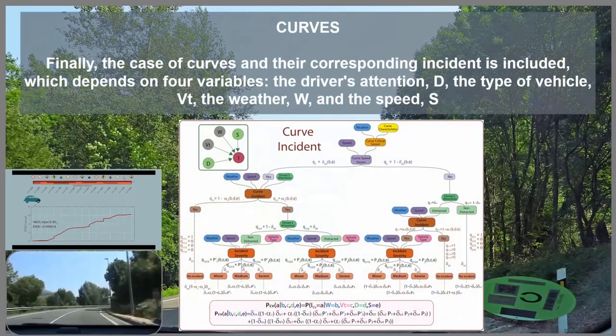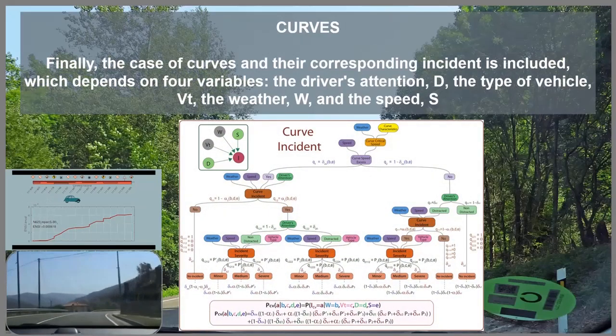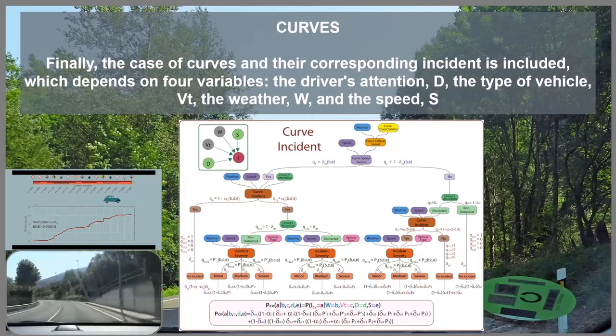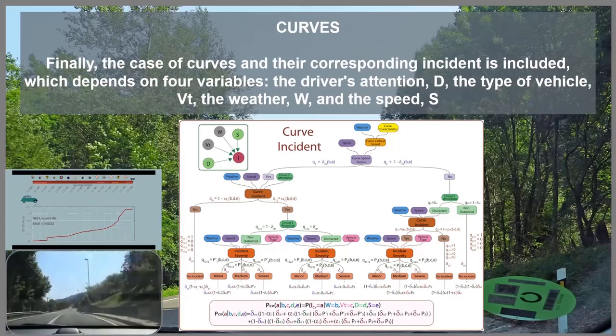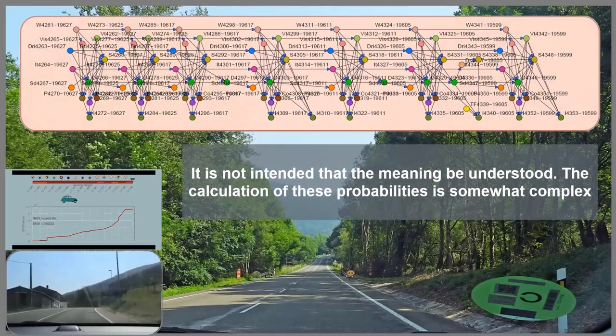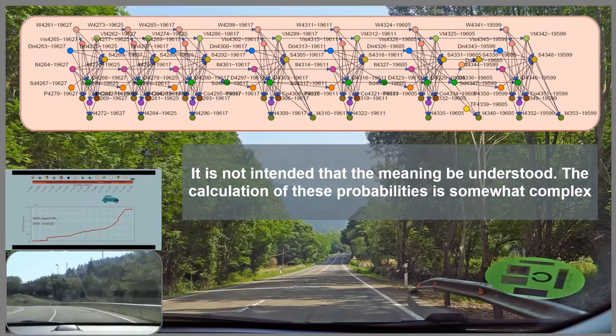Curves. Finally, the case of curves and their corresponding incident is included, which depends on 4 variables: the driver's attention, D, the type of vehicle, VT, the weather, W, and the speed, S. It is not intended that the meaning be understood. The calculation of these probabilities is somewhat complex.